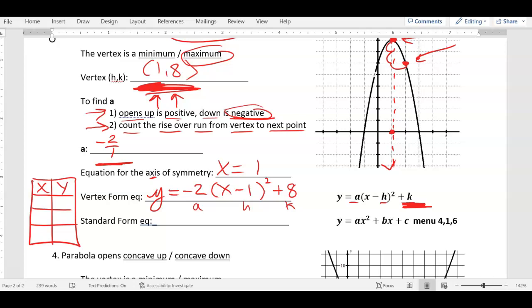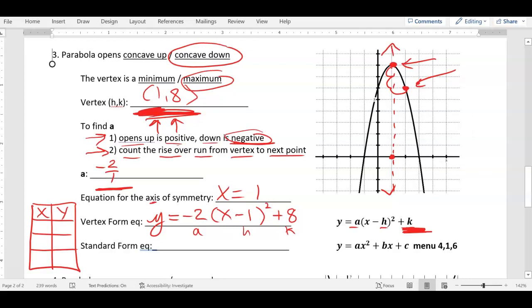Okay, I got a little table. I need 3 points from this table. So I'm going to pick this one, and this one. Okay, so this one right here is 0, 6. So go ahead and put 0, 6. Okay, the vertex is 1, 8. And then this other point over here is 2, 6.